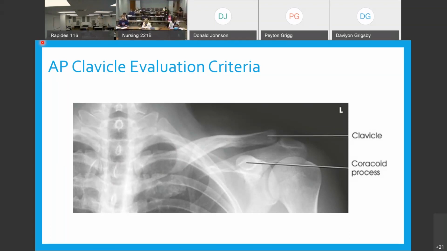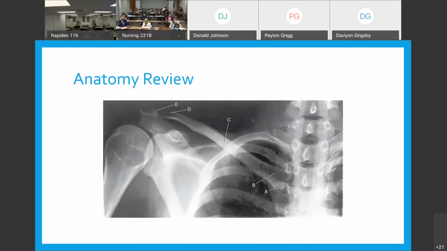Any questions on this? All right, so let's see. I got another one coming up here. I don't know what it's in. We'll just look at it. Okay, so we've got, what is the acromion? What is this? What is D?